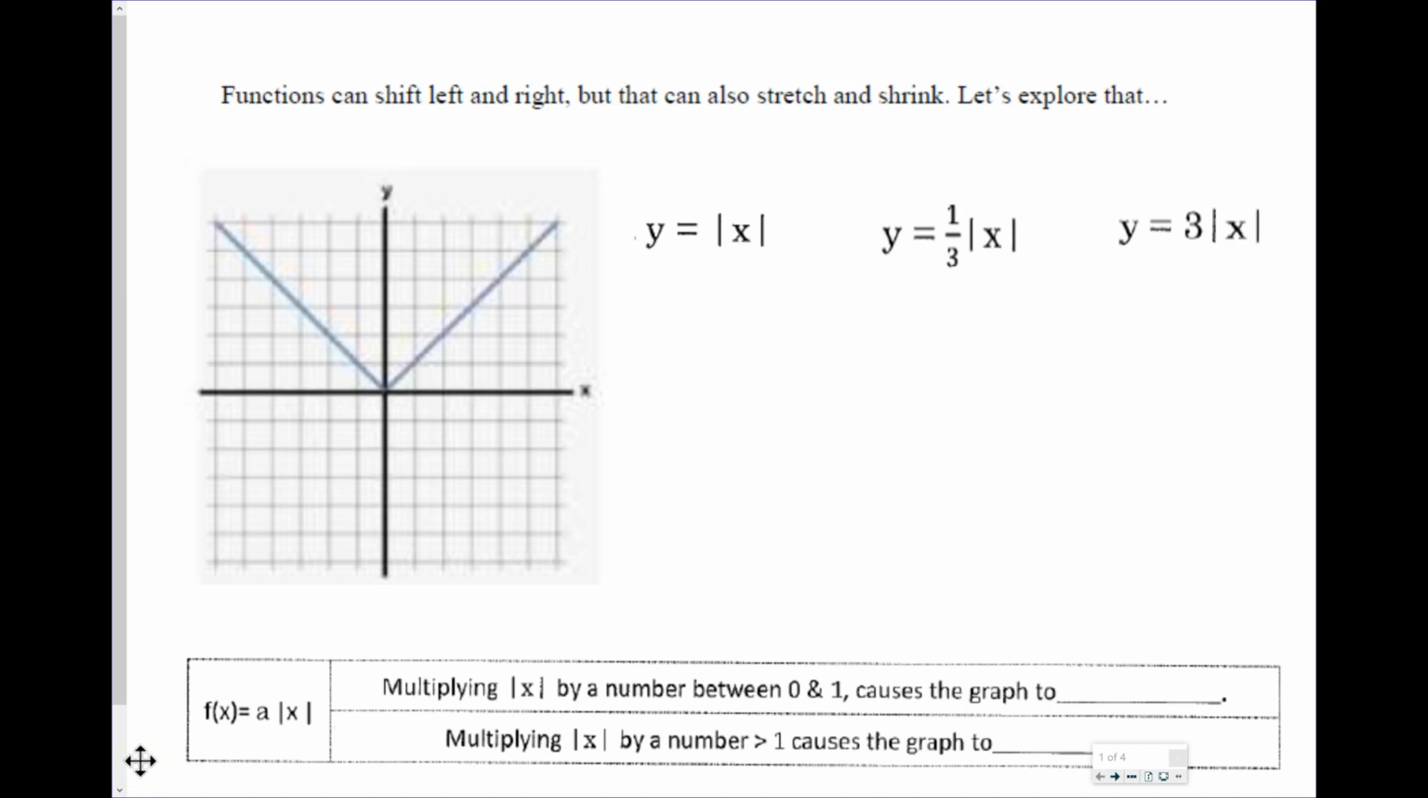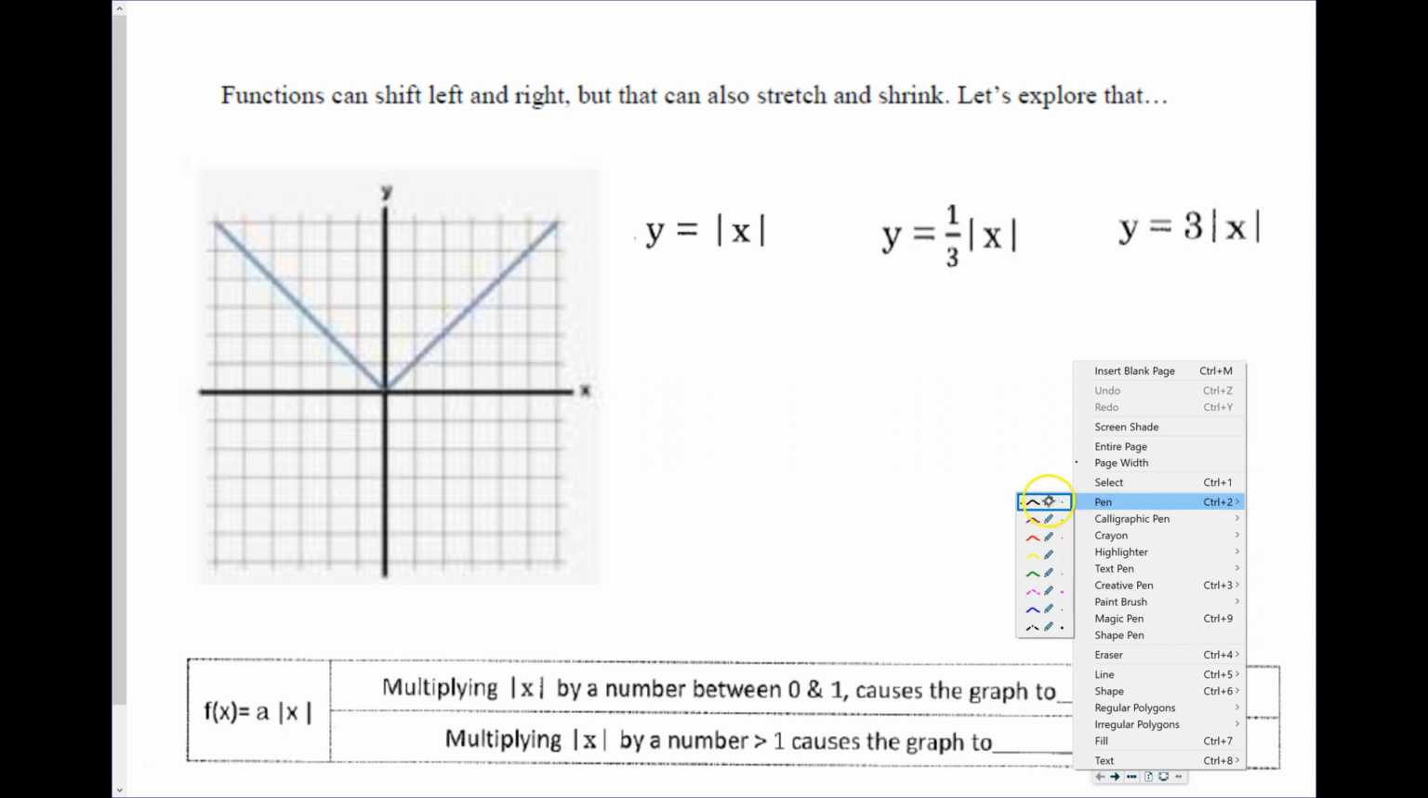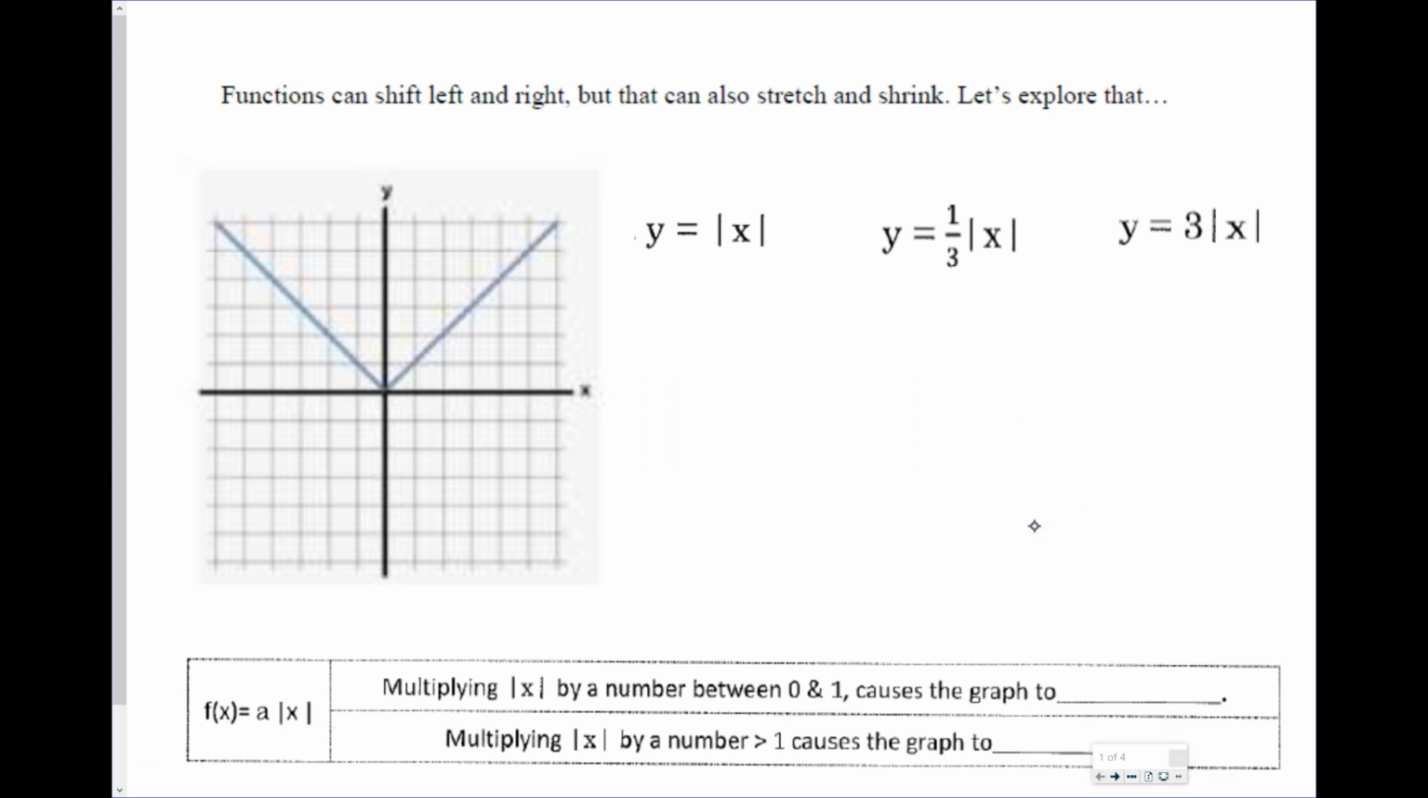Functions can shift left and right and up and down, but they can also stretch and they can also shrink from the parent function. So this learning target is going to talk to us about what that might look like. On this graph I have in front of you, I've got the parent function in that blue color. What we're going to do is graph the other two types of functions right next to it, and you're going to see what the stretch and shrink looks like.